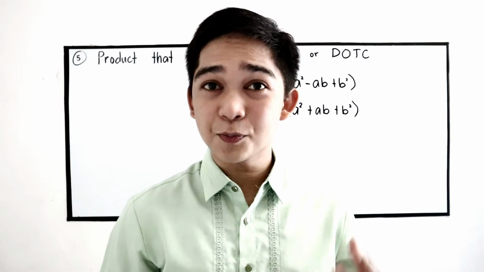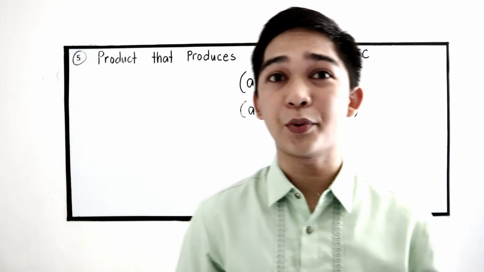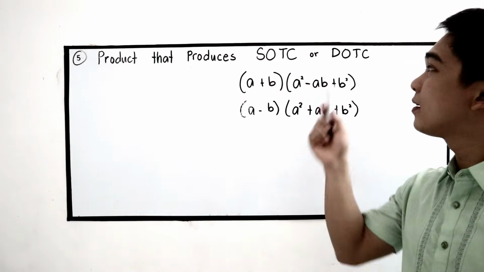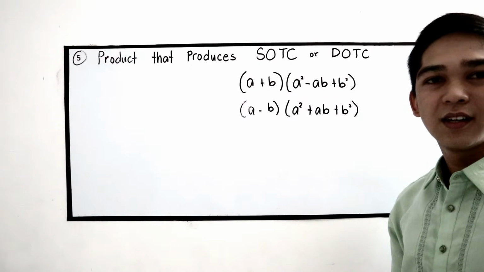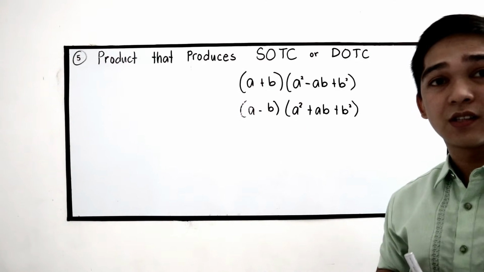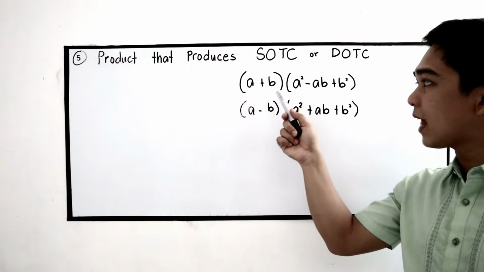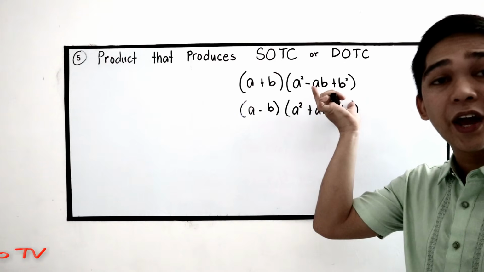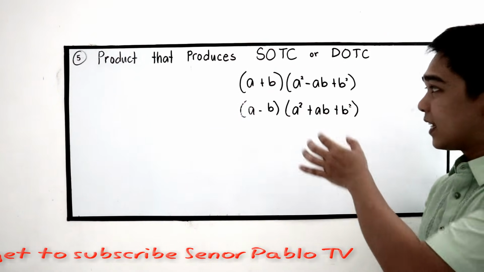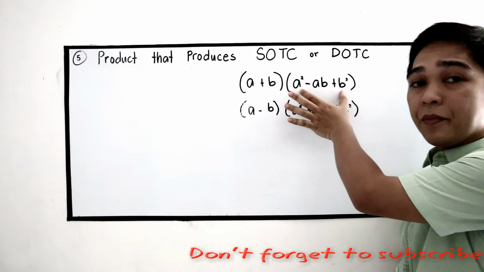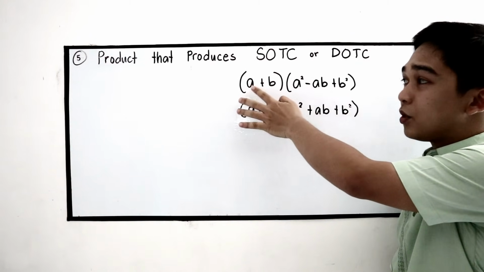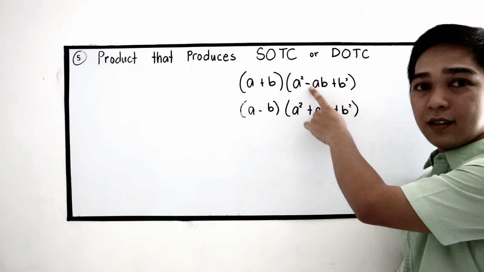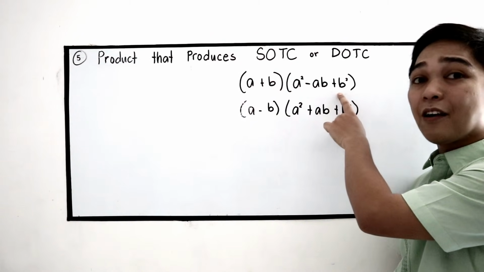And now let us proceed to the last part, the product that produces the sum of two cubes or the difference of two cubes. Take a look at these expressions. So (a plus b) times (a squared minus ab plus b squared). So we have a binomial and a trinomial. What we did in the trinomial is that we squared the first term, multiplied the first and the second, times negative. That's why we have negative ab. And we squared the second term. That's why we have b squared.